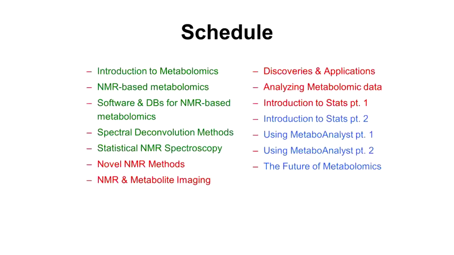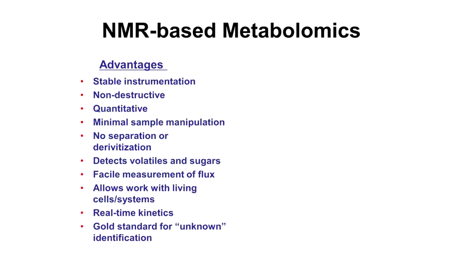Again, people who may have seen the earlier presentation, I talked about some of the essential advantages of metabolomics. The fact that it's very stable instrumentation, it's non-destructive, it's very good for quantitative measurements. Sample preparation is really easy. It detects a lot of compounds that can't be readily seen by other techniques like GCMS or LCMS. You can work with living systems, and you can measure flux and reactions and kinetics. And if you're trying to identify unknown compounds, NMR is the gold standard for doing that.